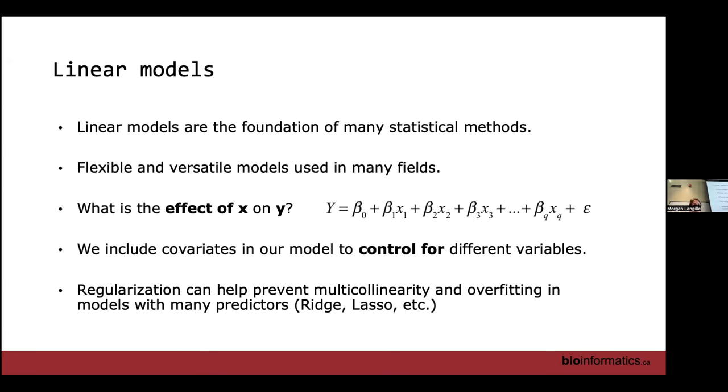So we're going to talk about linear models. Linear models are the foundation of many statistical methods. They're very flexible and versatile models used in many fields. We often think of linear models and go straight to linear regression, for example, which is the case when both our outcome and our predictor variables are continuous. But for example, ANOVAs are really just linear models with a continuous outcome and categorical predictors.